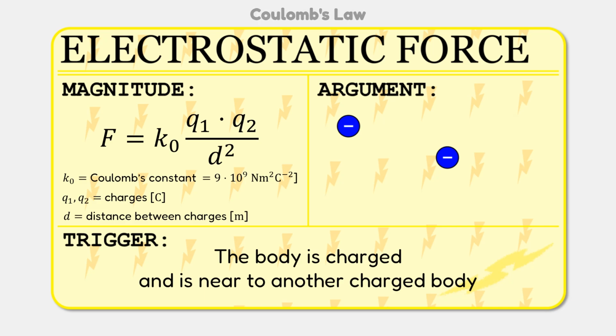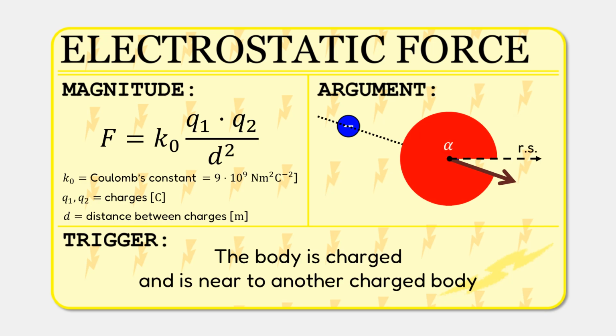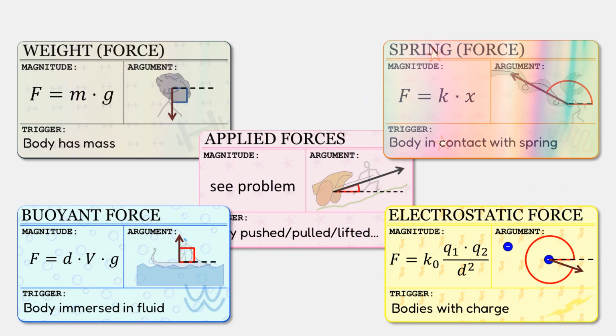As for the direction, it's enough to know that the force is aligned along the straight line connecting the two charged bodies, and it's attractive if the charges have opposite signs, or repulsive if the charges have the same sign. Now that we have the force ID cards, let's dive into the actual procedure.